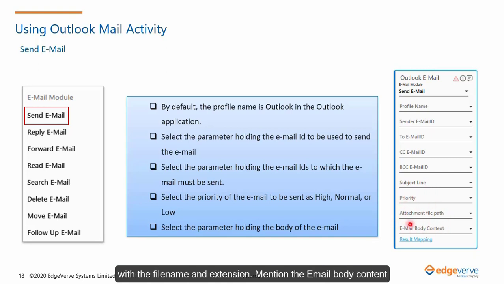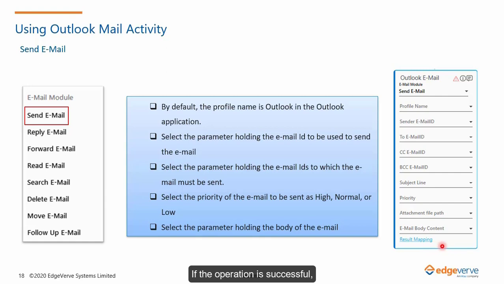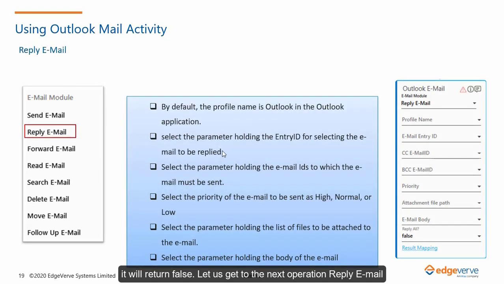Mention the email body content. Check the status of the operation performed. Result mapping link is available. Here we have output mapping list where you can provide an argument in Boolean or string type and check if the operation is successful. If the operation is successful, it will return true, and if the operation fails, it will return false. Let's get to the next operation, reply email.